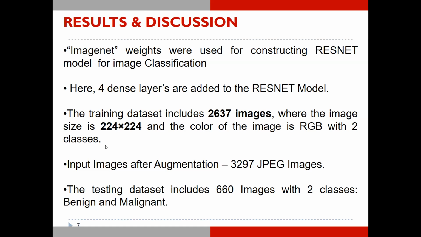We have tried with more images by using augmentation techniques. Here we have applied 2 augmentation processes. The first is geometric augmentation, in which we have applied anti-clockwise rotation, clockwise rotation, horizontal flip, and vertical flip. And we have also done color augmentation by using blurring and adding some noise to the image. After augmentation, the total number of JPEG images is about 3,297. For the testing data, we have a test dataset which includes 660 images with 2 classes, namely benign and malignant.